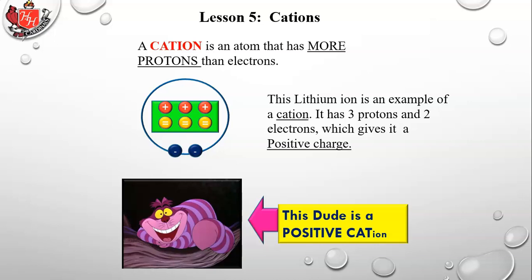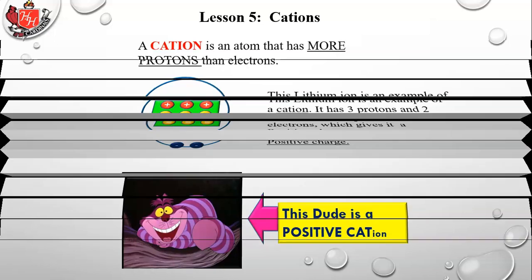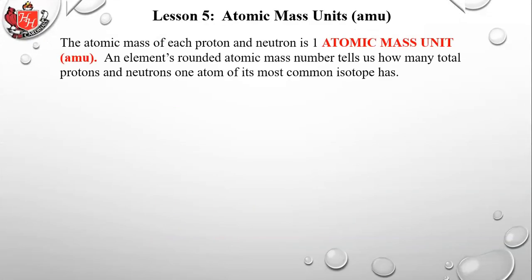Okay, so the mnemonic is this dude is a positive cat. That's the Cheshire Cat. He's always smiling, so he's very positive. So cations are positive. They have a positive charge to them. And as we're going to learn, one of the main types of bonds in chemistry deals with cations and anions, one being positive, one being negative. What happens when you have positive and negative charges near each other? They attract each other, and that forms chemical bonds.